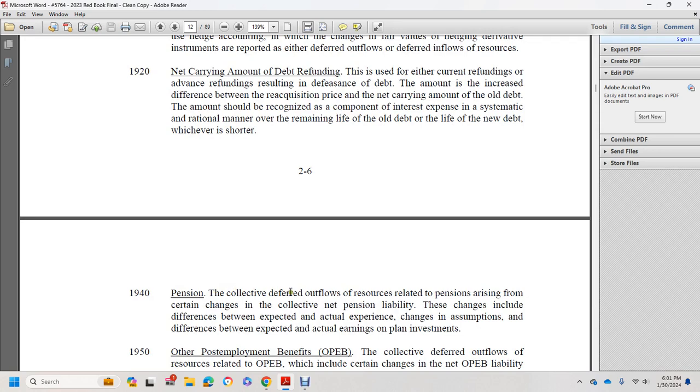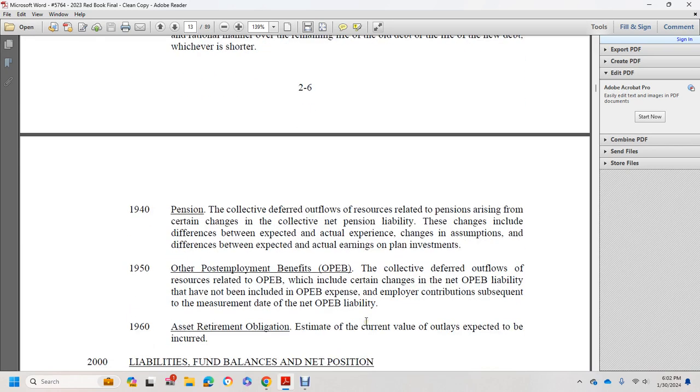1940. Pension: collective deferred outflows of resources related to the pension arising from certain changes of the collective net pension liability, including the difference between expected and actual experience, the change of assumptions, and the difference between expected and actual earnings on plan investments.